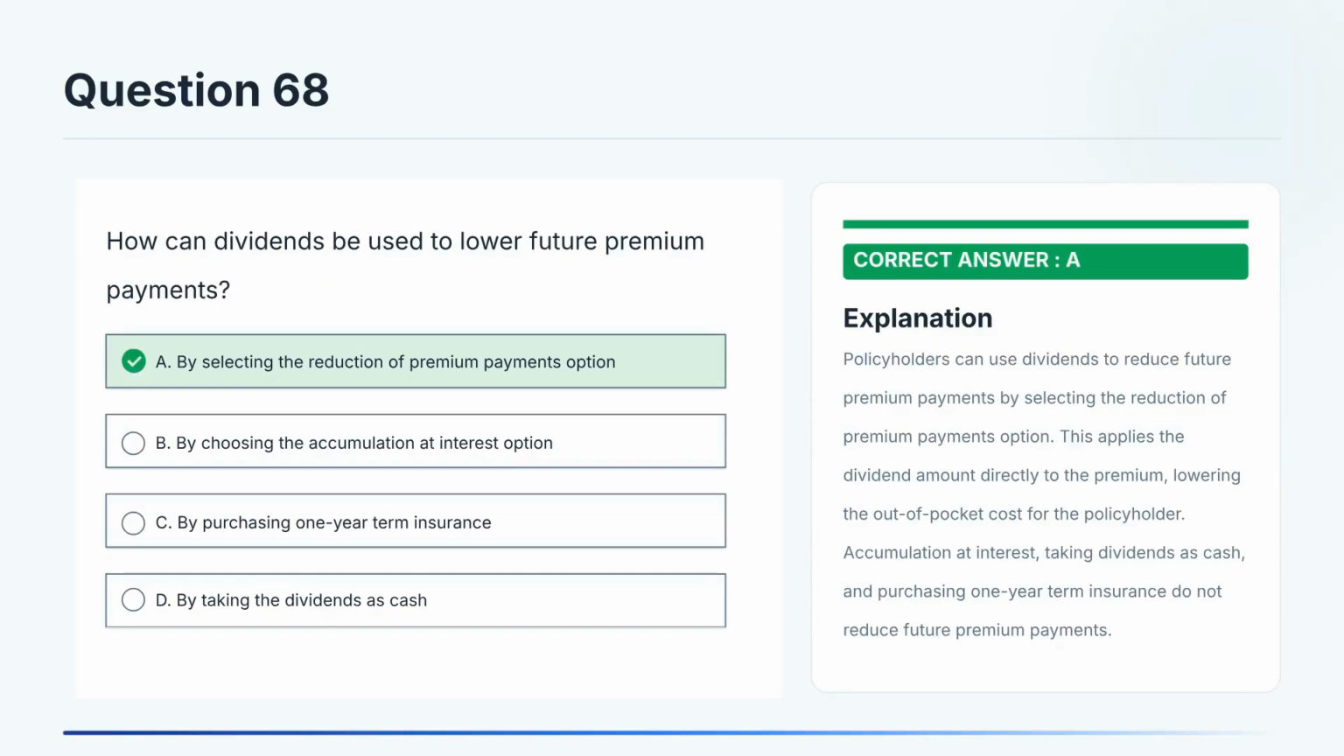Policyholders can use dividends to reduce future premium payments by selecting the reduction of premium payments option. This applies the dividend amount directly to the premium, lowering the out-of-pocket cost for the policyholder. Accumulation at interest, taking dividends as cash, and purchasing one-year term insurance do not reduce future premium payments.